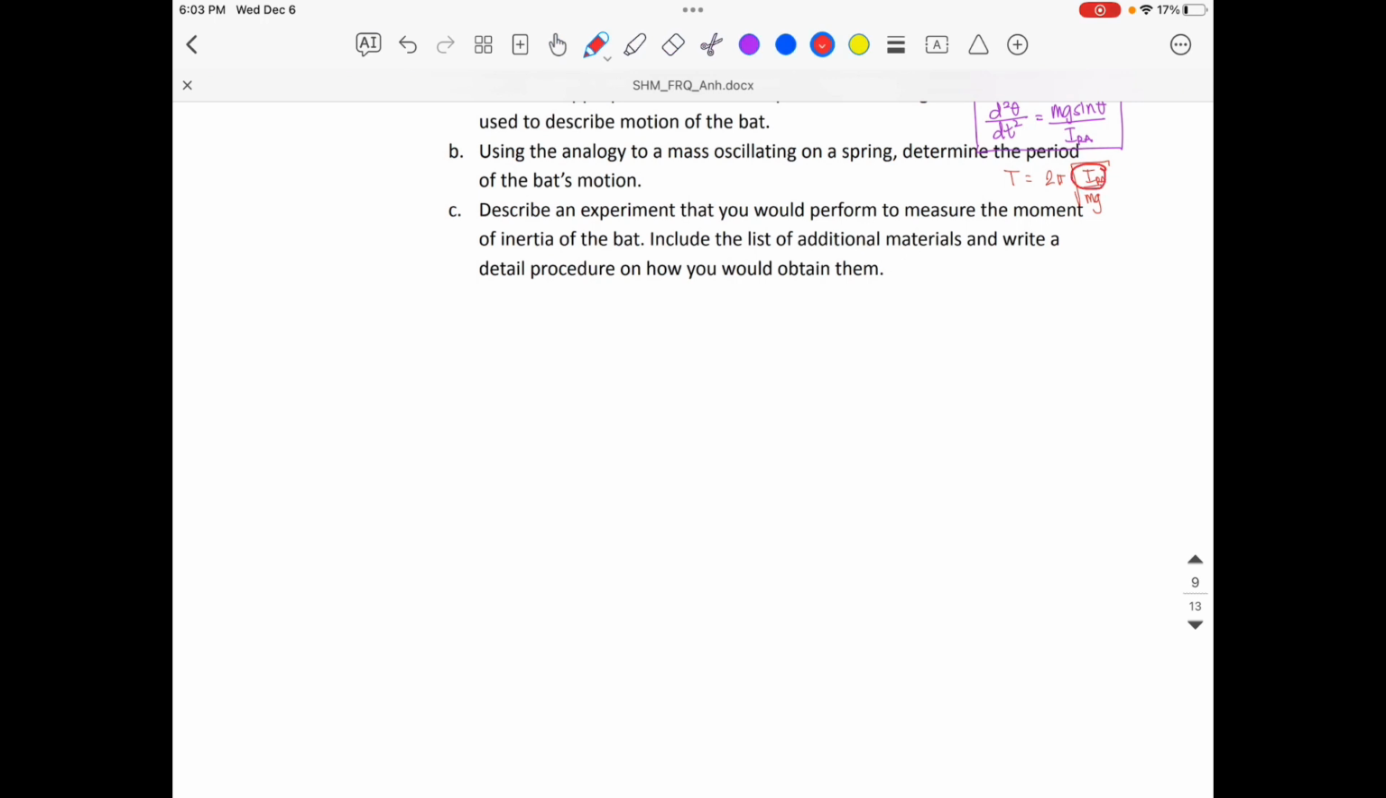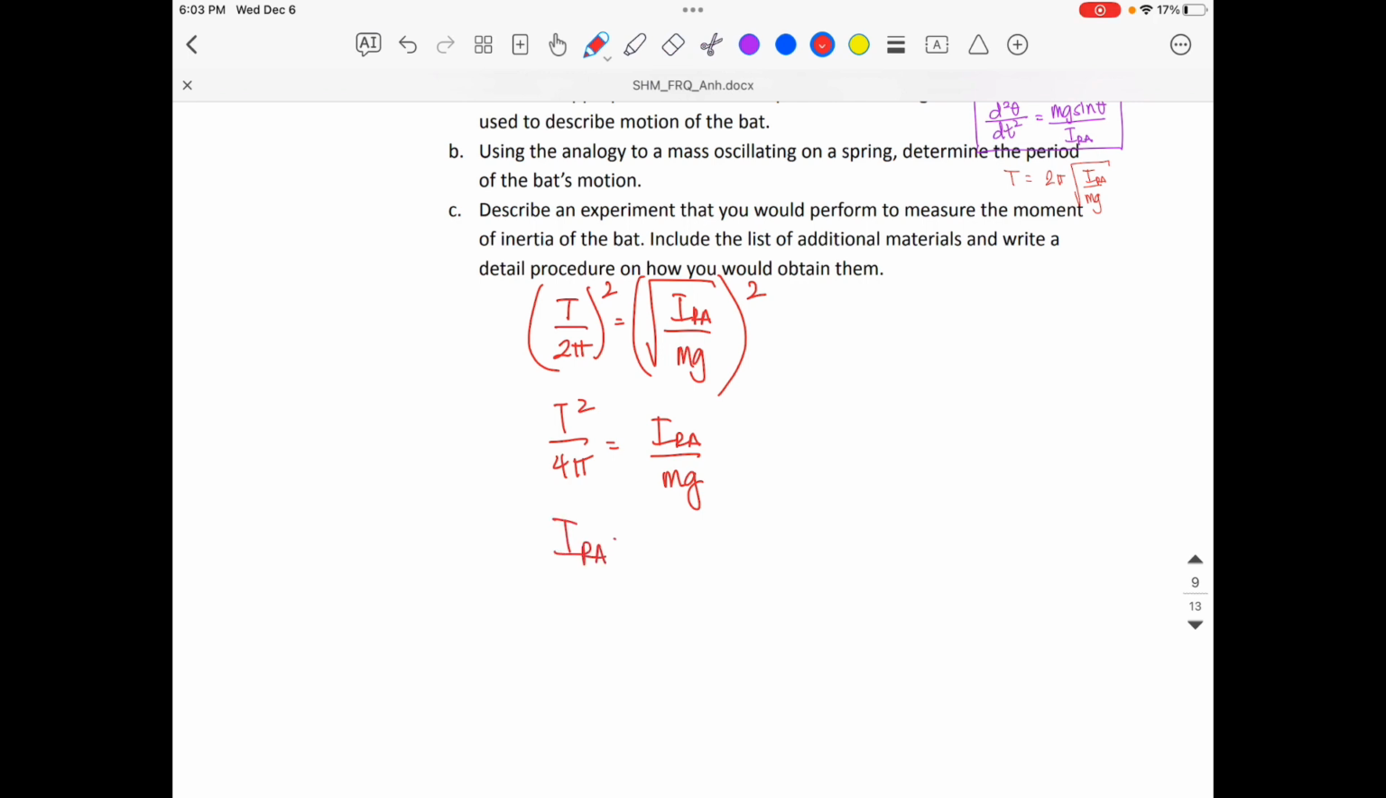from our equation. So the first thing I'm going to do is, let me get rid of that circle, but I'm going to take t over 2 pi, because I'm dividing the 2 pi over, and then I'm going to square both sides. So then I get t squared over 4 pi is equal to inertia over mg. And then I'm going to multiply the mg over. So I get t squared mg all over 4 pi.